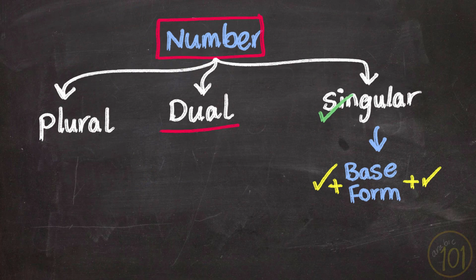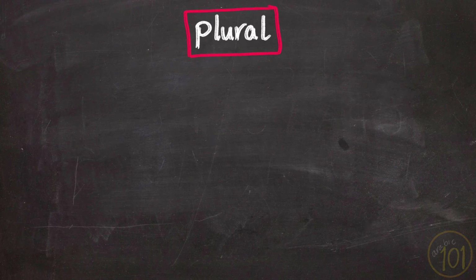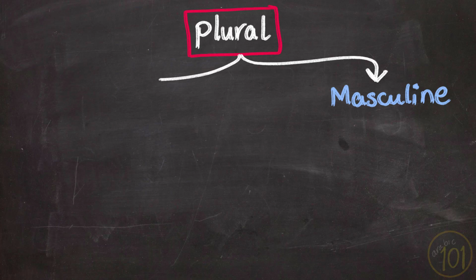Now moving on to the plural form of nouns in Arabic. If you want to turn a noun into a plural form, there will be a distinction between how you turn a masculine noun into a plural form and a feminine noun into a plural form. Let's start with the masculine nouns.